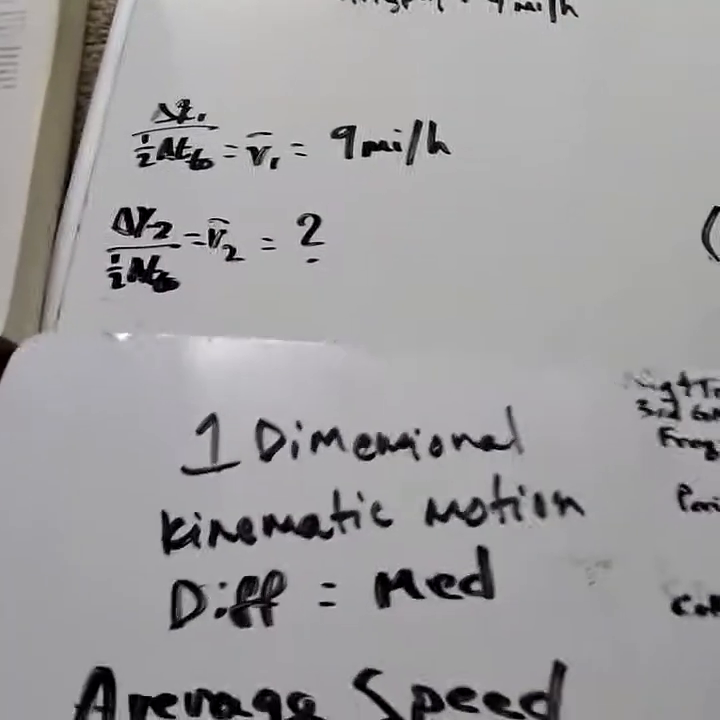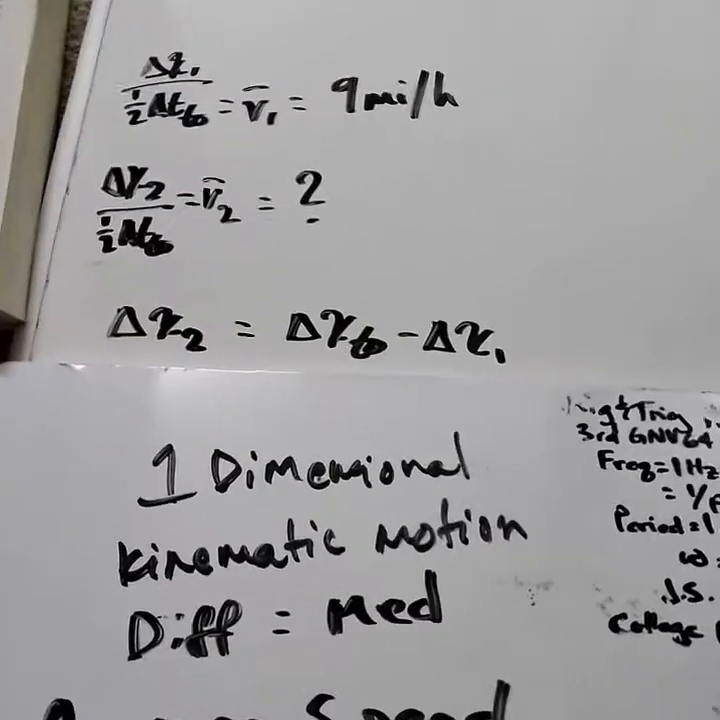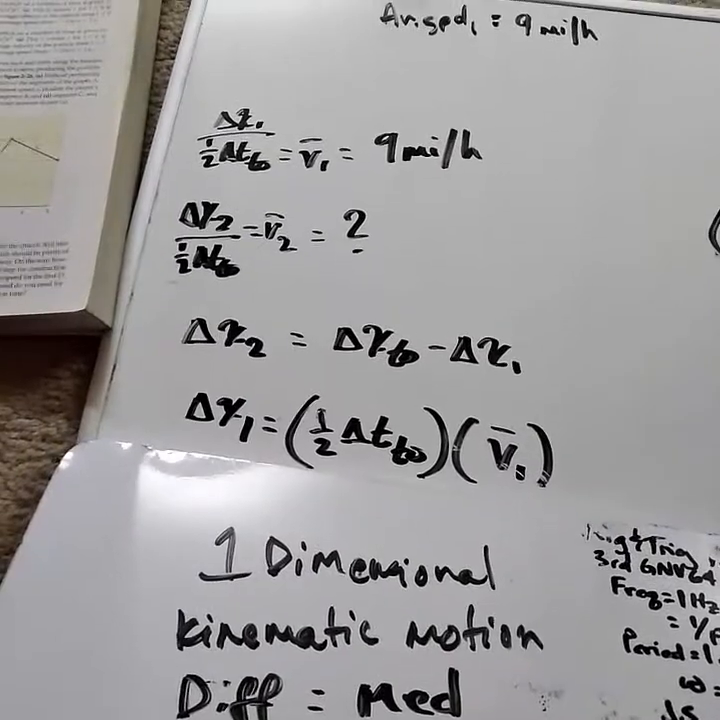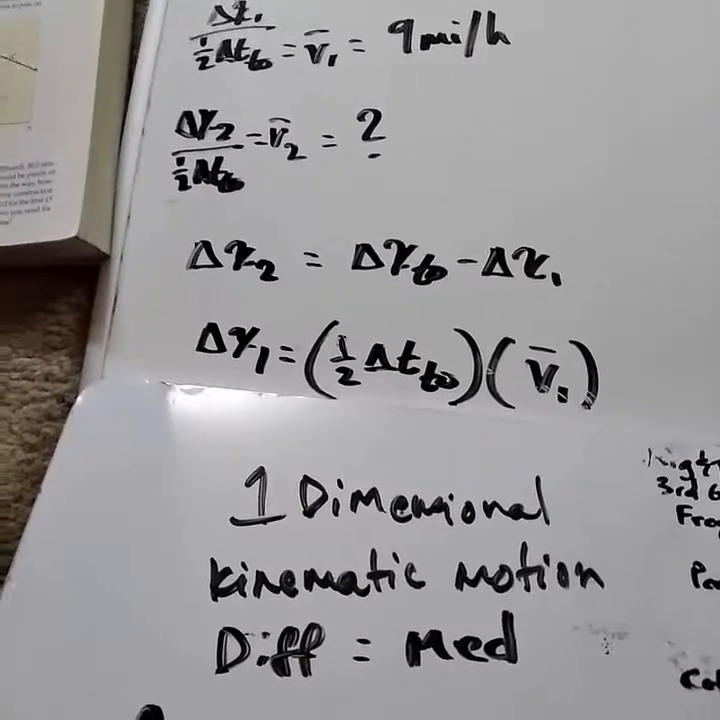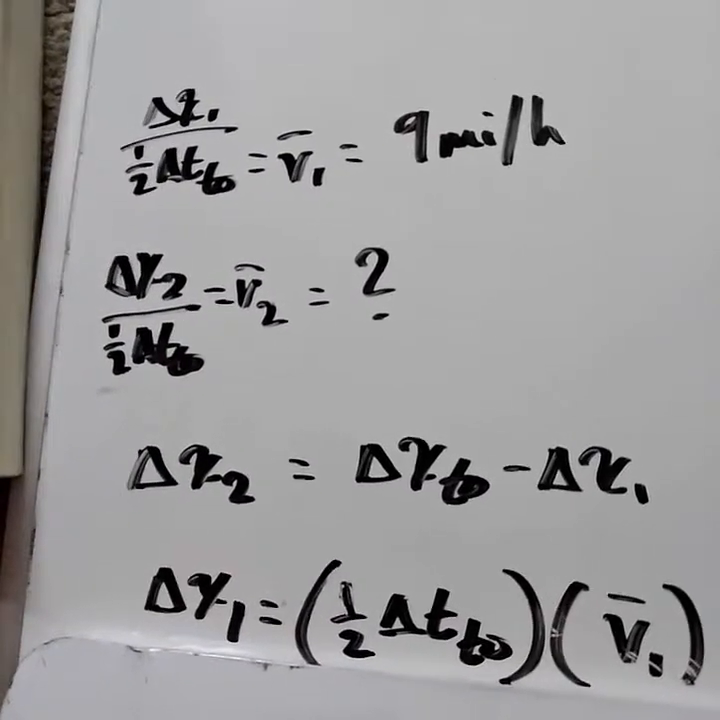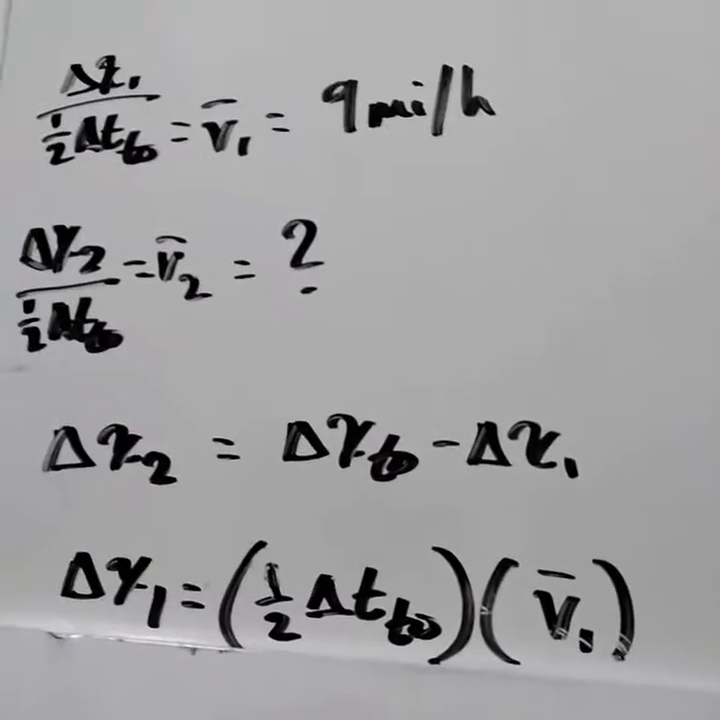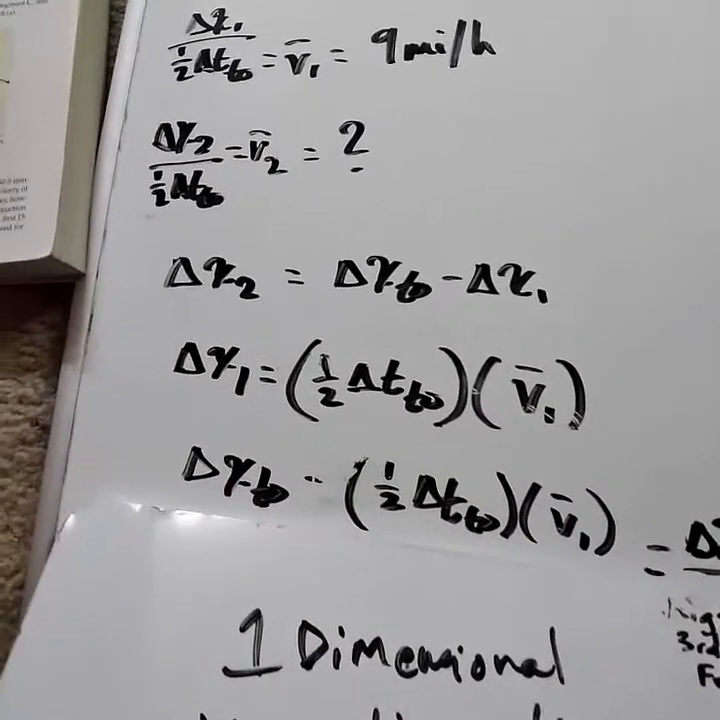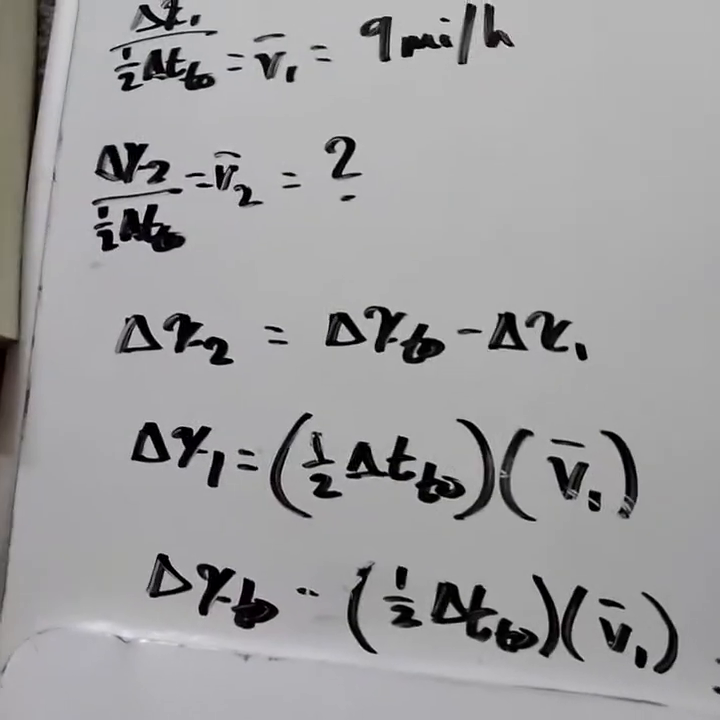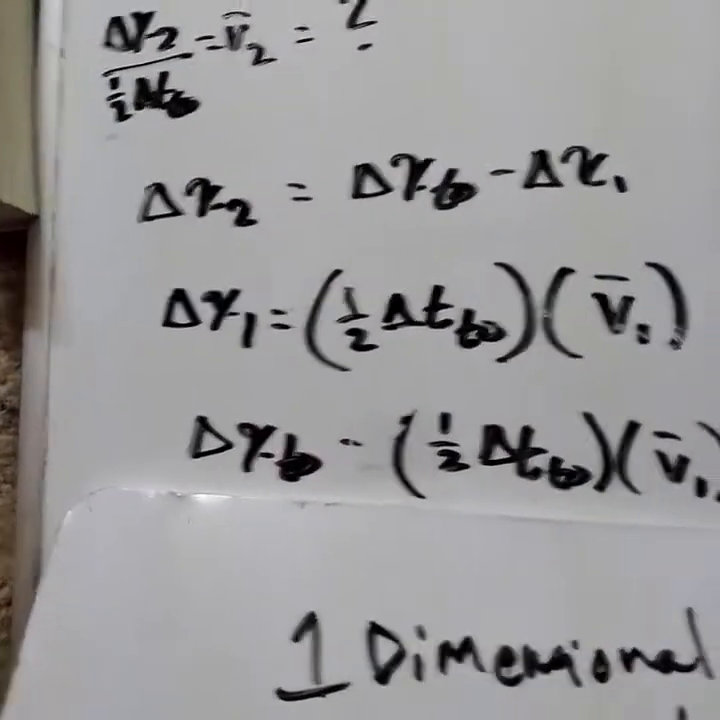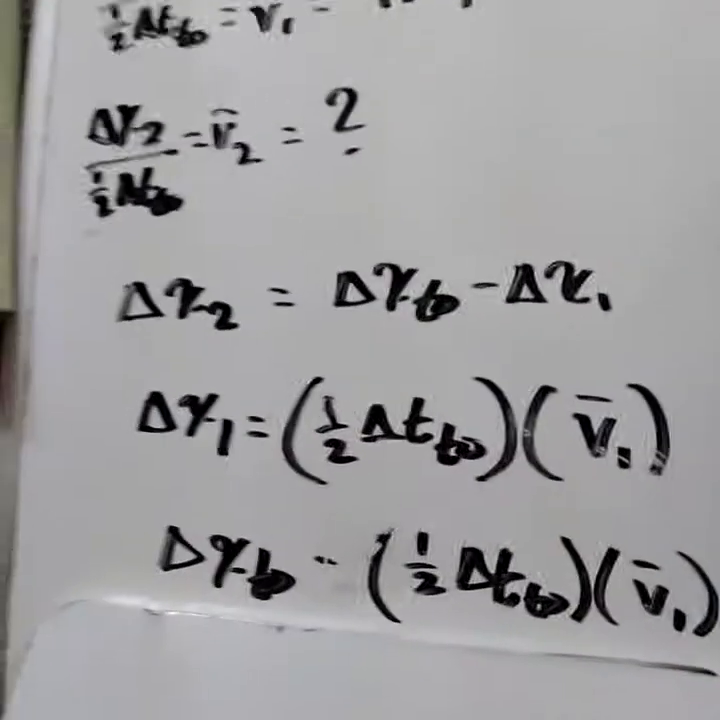Okay, so delta x2, total distance, and delta x1 is equal to this, right? So now we solve for the first half of the trip. The first half of the trip is equal to half of the total time times the average velocity. Now putting this in, delta x2 is equal to total minus x1. So we have delta x total minus x1, and x1 is equal to that.